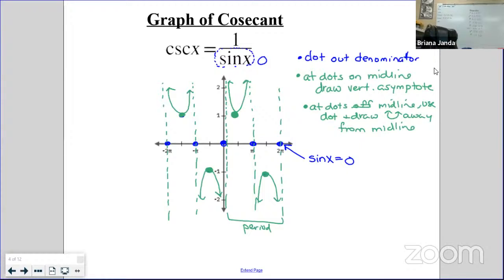Dots on our midline are asymptotes. Dots off our midline are for parabolas. Questions? Okay.